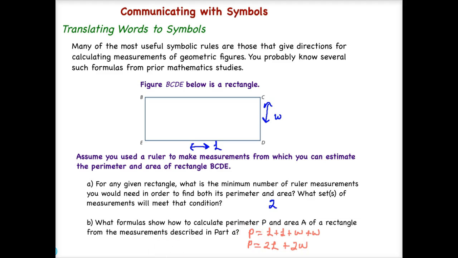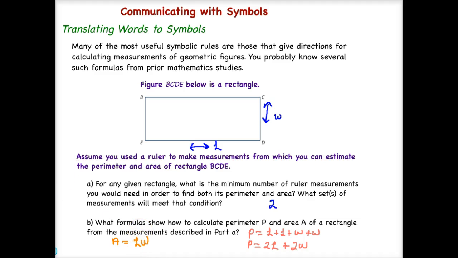How about area? Well, when we're working with area, we know that area is really just our length here times our width. So again, using my symbols, I can write L times W. There are other ways to do area as well. If we knew how many units were in here, we could add up all the units to find the area. But this is probably the simplest.